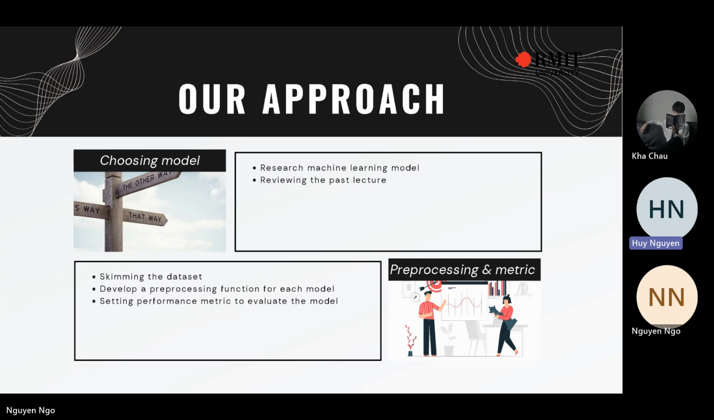In the data preprocessing, we are skimming the dataset so we can see whether the dataset has been corrupted, or has missing images, or images that cannot be read by the computer. Then we can develop code that cleans the data. And then we set a performance metric to evaluate the model. So we can test things like accuracy or a classification report, which is used to find the best model for the project.